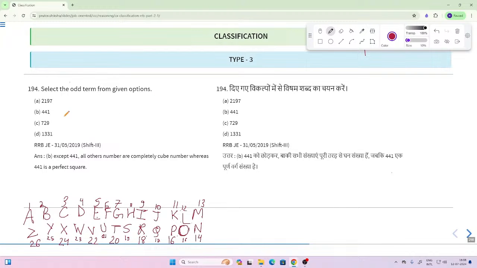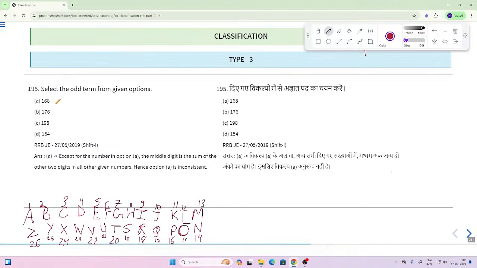Select the odd term: 729, 1331, 441, 1728, 2197. Except for 441, all other numbers are perfect cubes, whereas 441 is a perfect square. This is the cube of 9. This is the cube of 11. This is the square of 21.